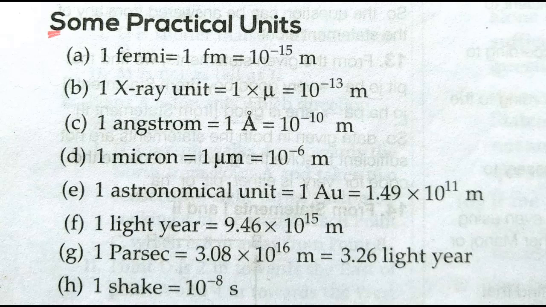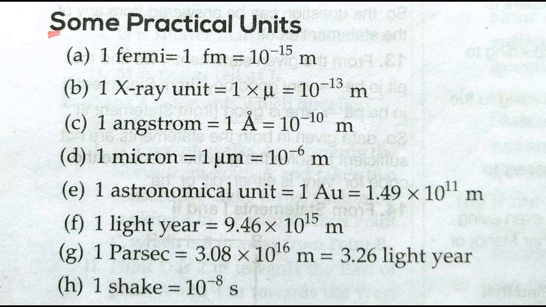1 micron is equal to 10 power minus 6 meters. 1 astronomical unit is equal to 1.49 into 10 power 11 meters.